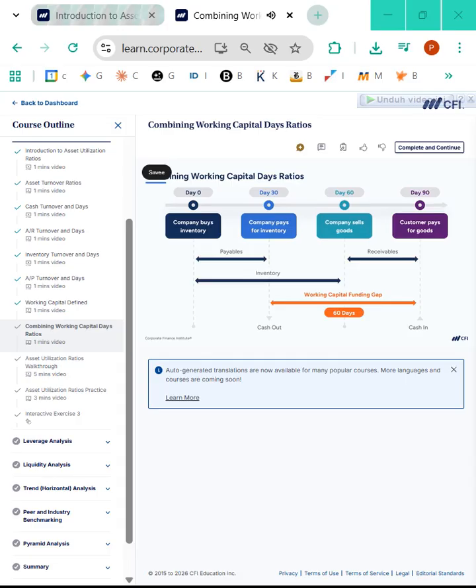Now, let's imagine a slightly different scenario. Let's imagine that we did negotiate 45-day terms with our supplier, and we're only going to give our customer 15 days of credit. Here, our working capital funding gap drops from the original 60 days, or roughly 2 months, to only 30 days, or roughly 1 month.